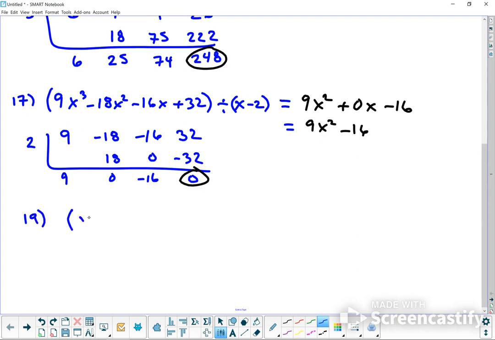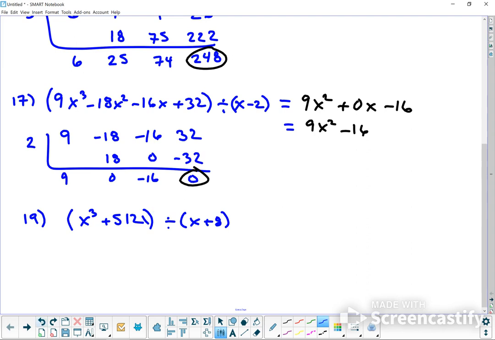19. Oh, this one will be fun. x to the third plus 512, divided by x plus 8. Okay, so in this case, there's a bunch of terms missing. See how x to the third, and then all of a sudden it jumps to 512, which is x to the 0, because there's no x's.